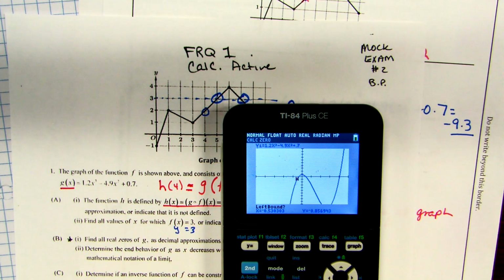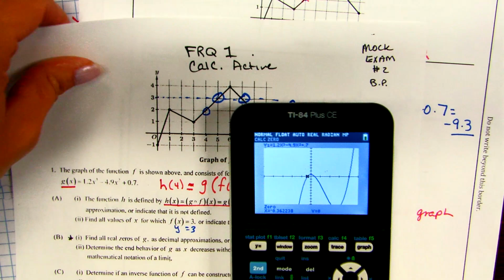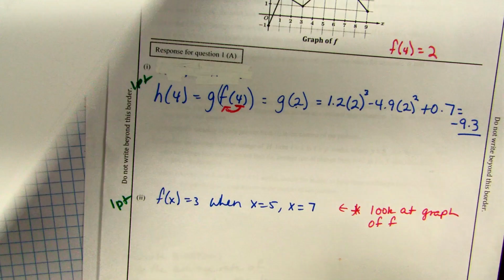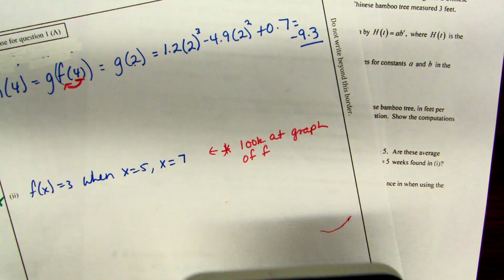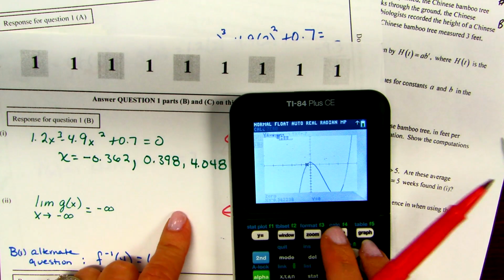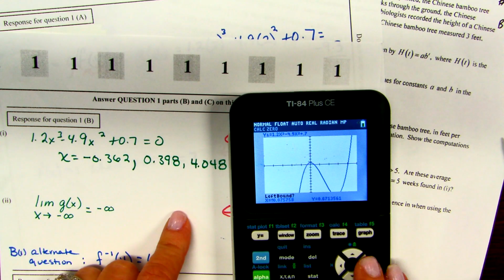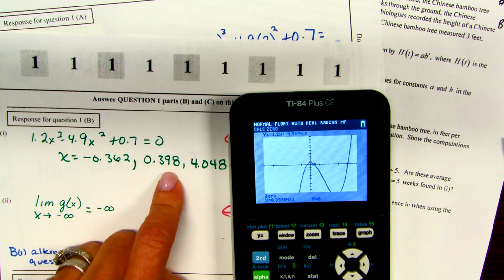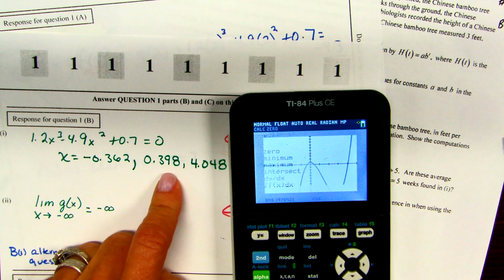So hit enter whenever you're happy. To the left of your 0, move to the right, and then guess. And you can see when y is 0, x is -0.36. Round to 3 decimal places. And then you just have to do it 3 times in this case. Get to the left, right, enter. That's how I got 0.398. And then there's one more. Arrow all the way over, left, right, enter.